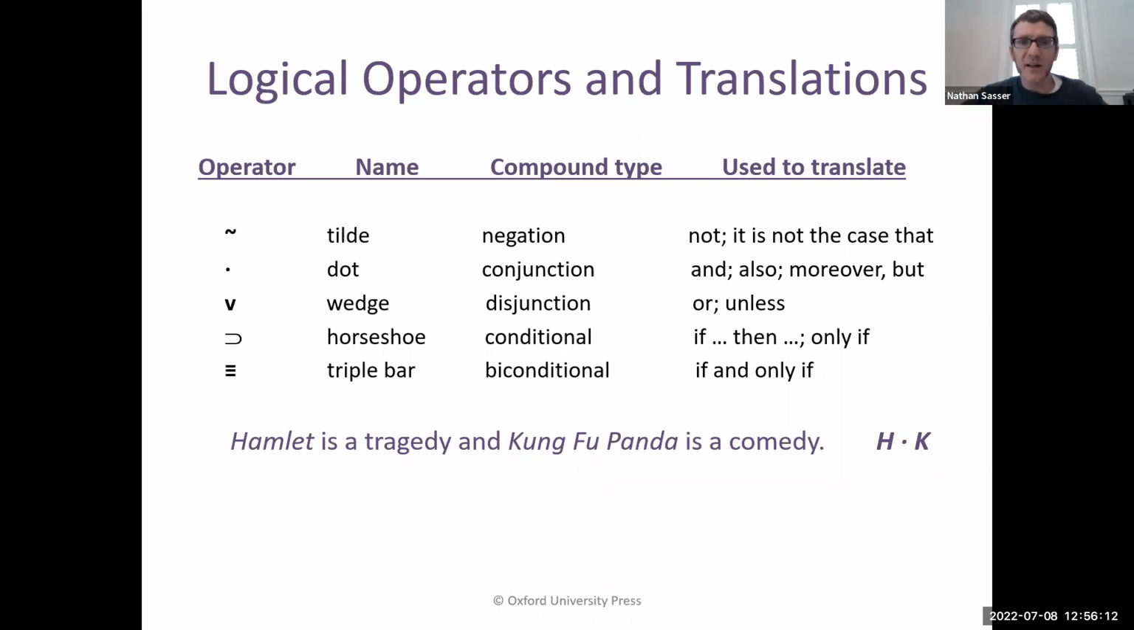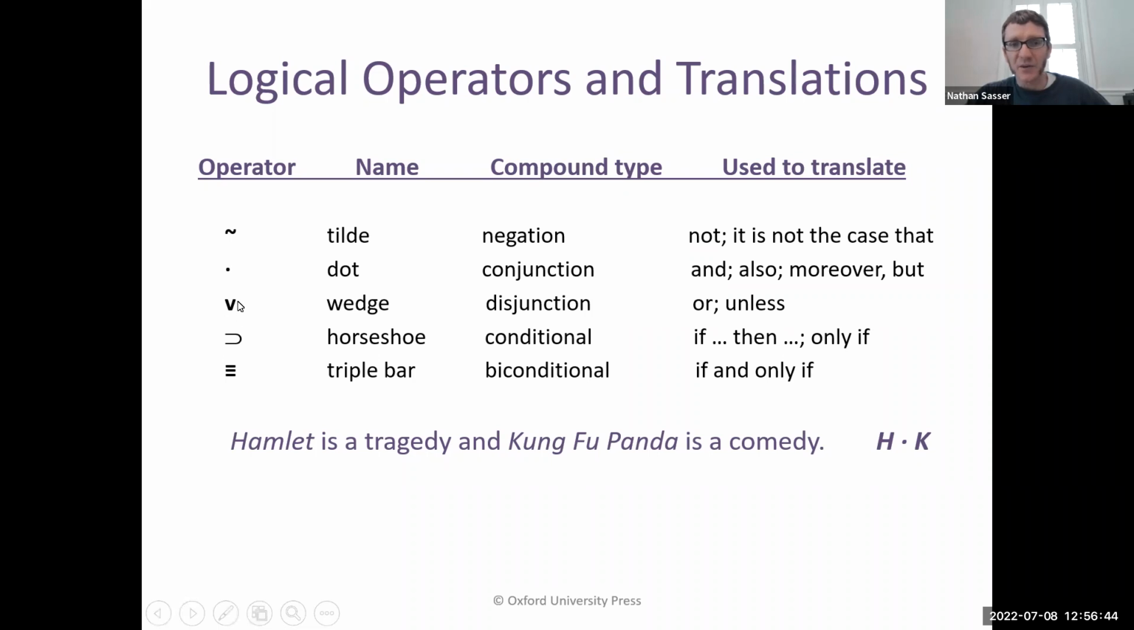The next one is the dot, and that is a conjunction sign. And the dot can translate the word and, or synonymous words like also, moreover, even but. Now, but might not sound like it means the same thing to you as and. In English, you would use those in different contexts and in different ways. However, they have the same logical force, even though they may have different linguistic connotations.